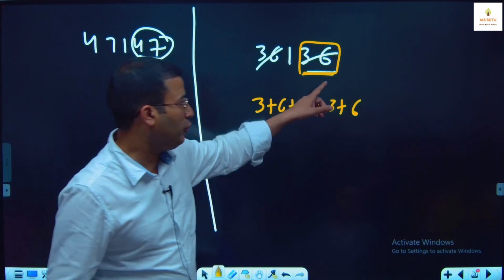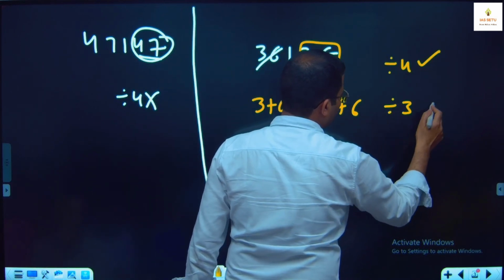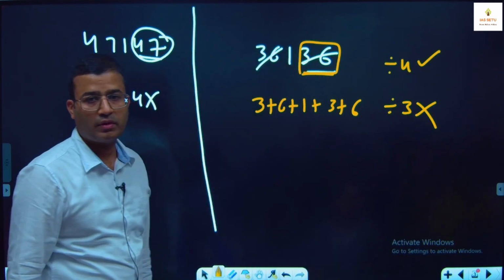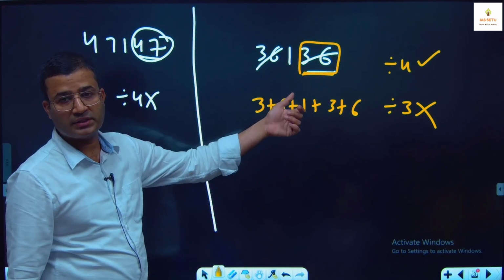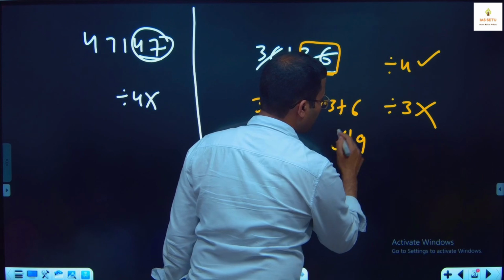It is divisible by 4, but it is not divisible by 3. 3 6 1 3 6. क्यों? 9 10 19 and 19 is not divisible by 3.